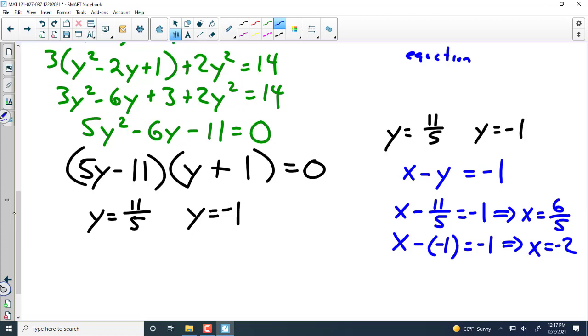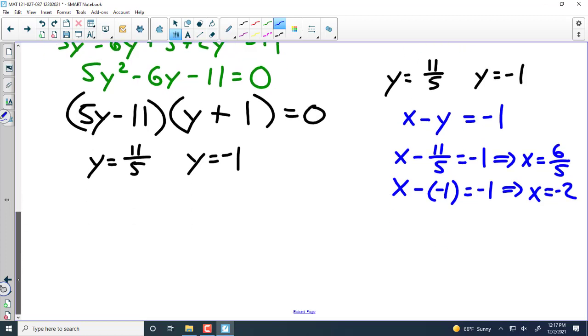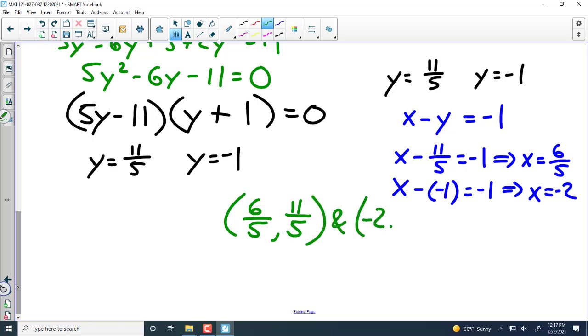But it's also gross if I do problems in class that never have fractions, and then you go do the homework and you encounter one with fractions. You're like, why didn't Steve do one of these for us? So my claim is that my two answers are (6/5, 11/5) and (-2, -1). But before I close the shop up and say those are my two answers, what do I do to check? I check.